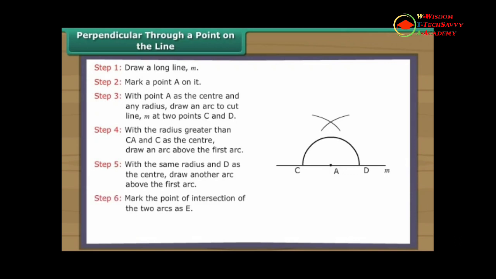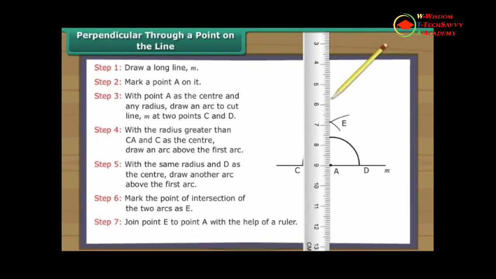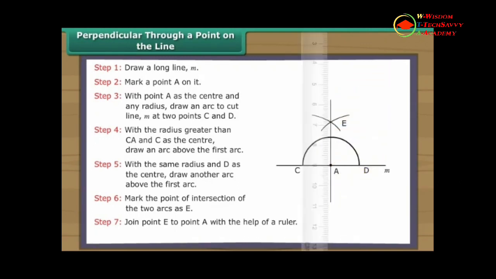Mark the point of intersection of the two arcs as E. Join point E to point A with the help of a ruler. EA is perpendicular to line M.